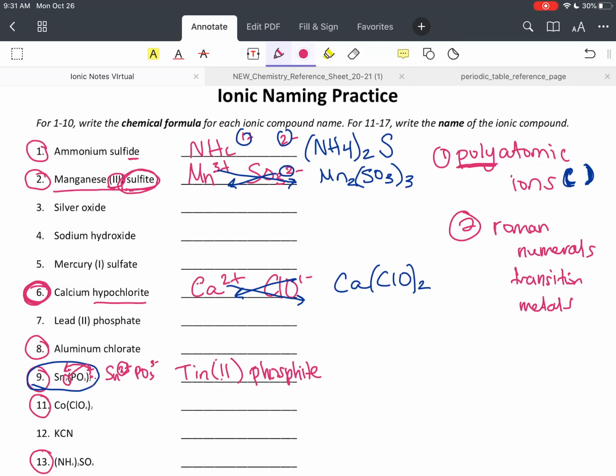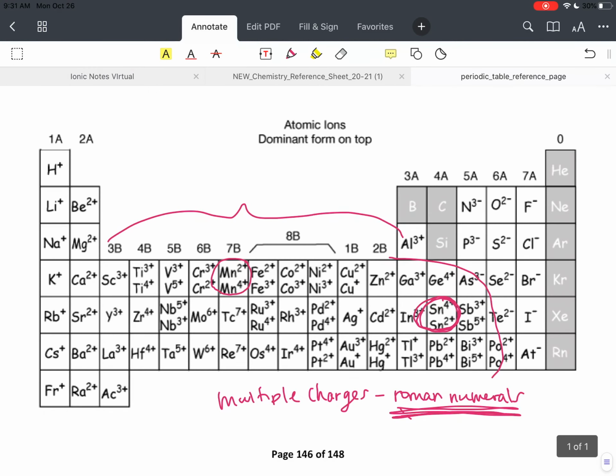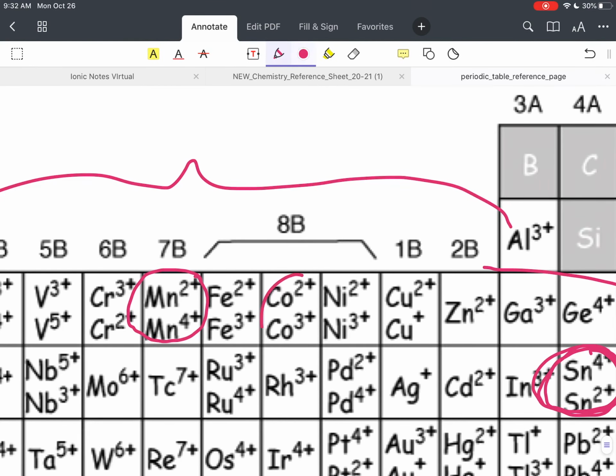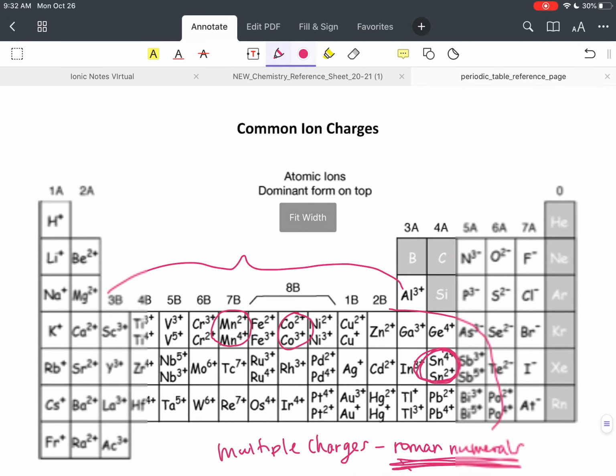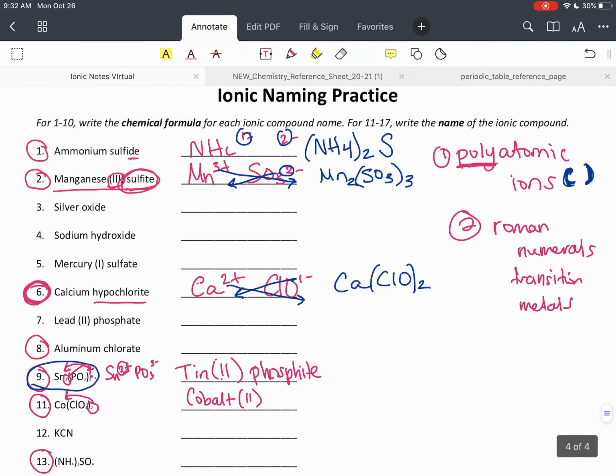Down here, number 11, cobalt is kind of the same way. So it's cobalt, and then this 2, that's what crisscrossed down. That's my charge, because I can see that cobalt, here it is, can have multiple charges, 2 or 3. So I know I've put my 2 in parentheses, and I know it's 2 because that's what number crisscrossed down here.